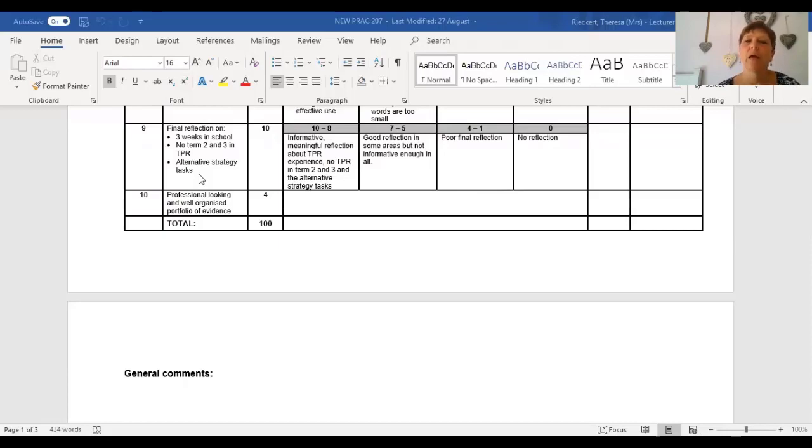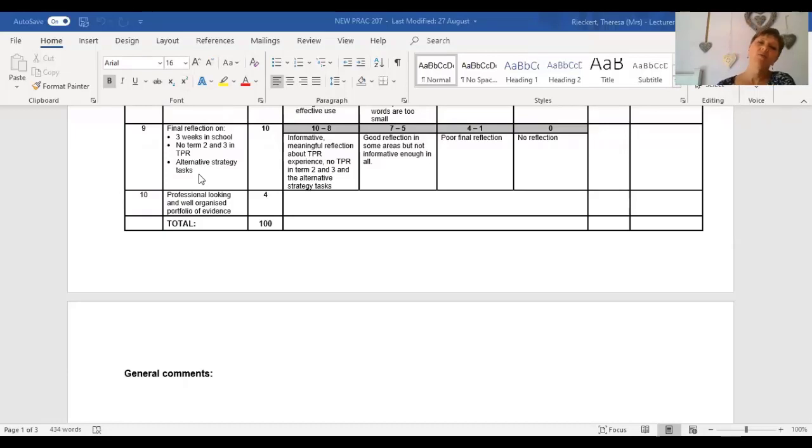And please take into consideration that the students were asked to reflect on all 3 of those bullets. So when you read the reflection, see if you can see mention of the time in school, the fact that they didn't go back in term 2 and term 3, and the alternative strategies.